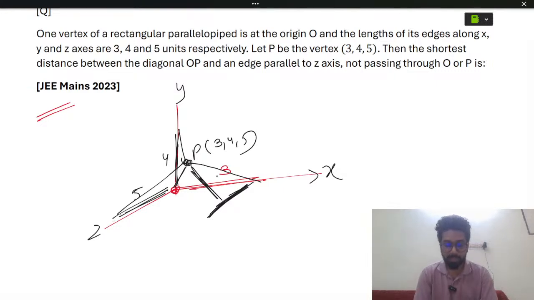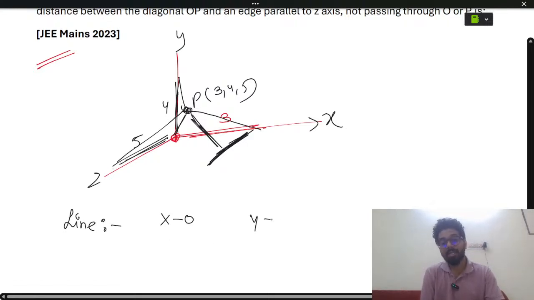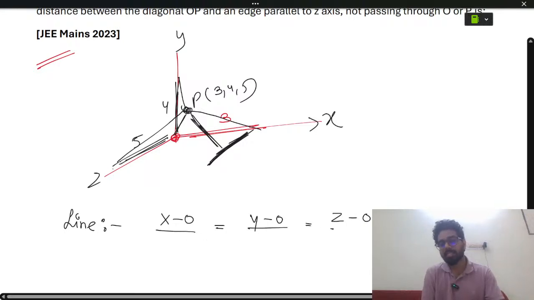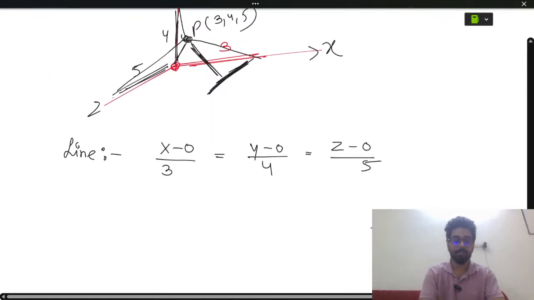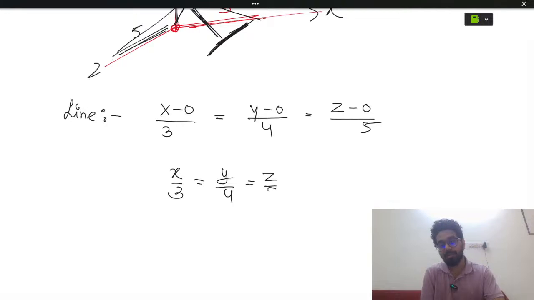Okay, now first of all, we will calculate the OP vector. First of all, we will calculate the line OP. So what is line OP? Line OP is the same thing: x minus 0, y minus 0, z minus 0, the point through which it is passing, and the denominator is the direction ratio. 3 minus 0 is 3, 4 minus 0 is 4, 5 minus 0 is 5. Okay, so this is the line: x by 3 is equal to y by 4 is equal to z by 5.